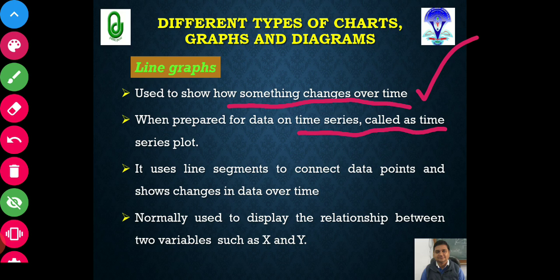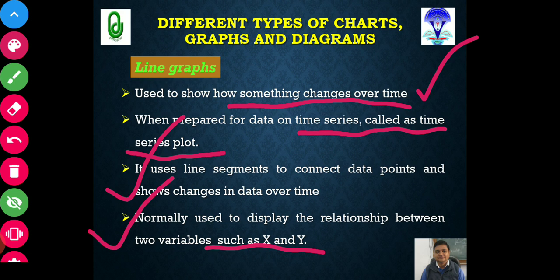Time series means data which has been measured over a period of time, which we have already studied. So when prepared for time series data, it is called a time series plot or time series graph. It uses line segments to connect data points and show changes in data over time. So a line graph always shows the changes of data over a time period. Normally it is used to display the relationship between two variables such as x and y.